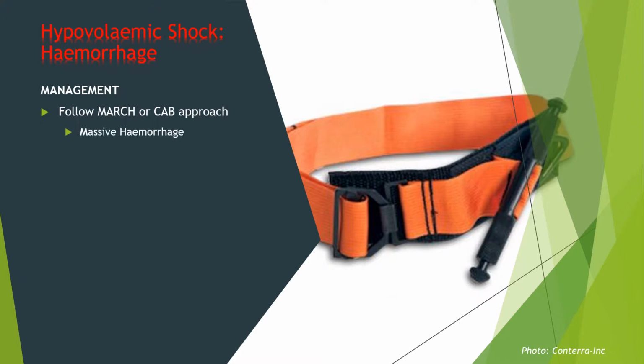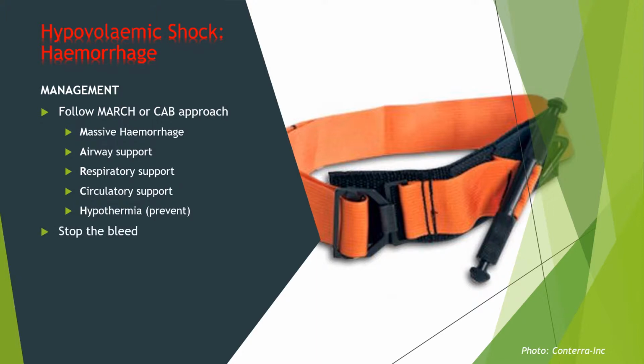MARCH stands for massive hemorrhage, so control massive hemorrhage first, then support the airway as appropriate, support and secure the airway. Respiratory support, which can be providing oxygen or relieving any tension pneumothoraces. Circulatory support, which would be the introduction of fluids or blood products. And hypothermia should be prevented as a matter of urgency as well.